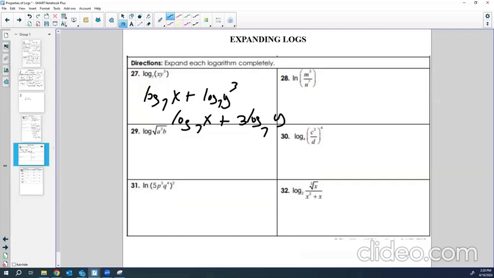Okay, try number 28. So we're going to look at what is the major operation going on with 28, and that's where we start from.